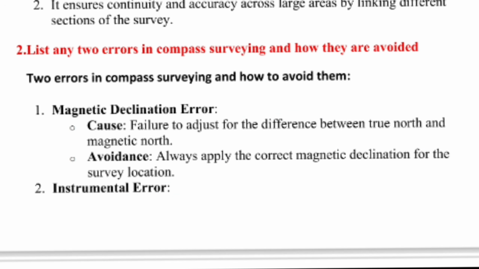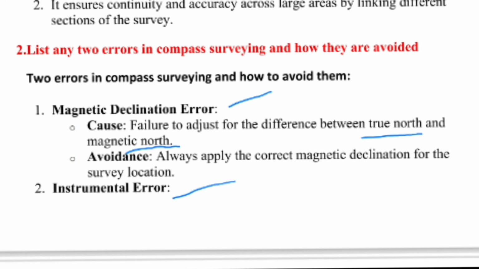List the two errors of compass surveying and how they are avoided. There are two types of compass survey errors: one is magnetic declination error and the other is instrumental error. The cause of the first is the difference between true north and magnetic north. How to avoid the magnetic declination?